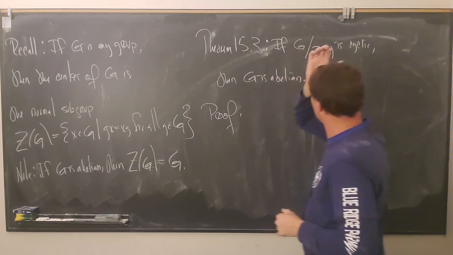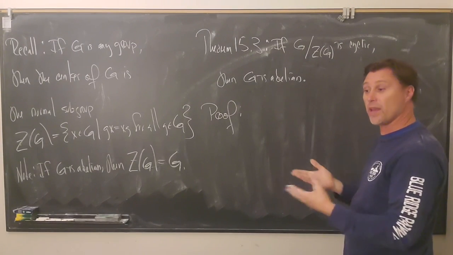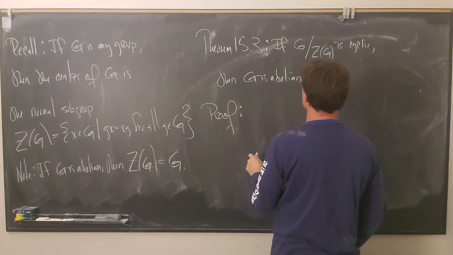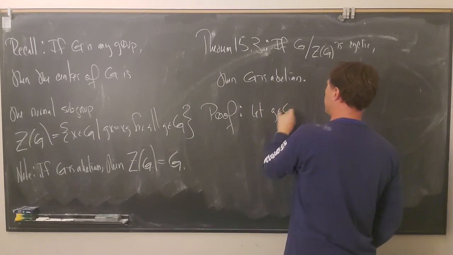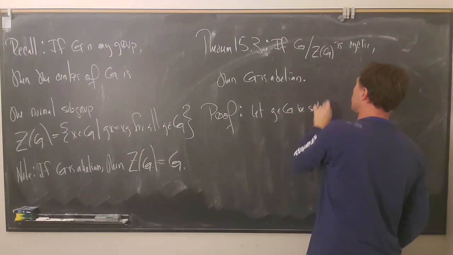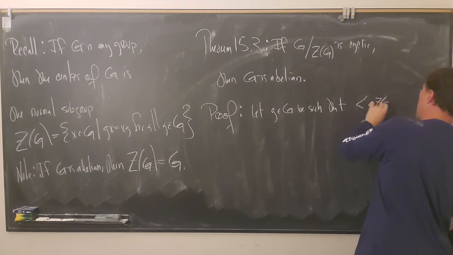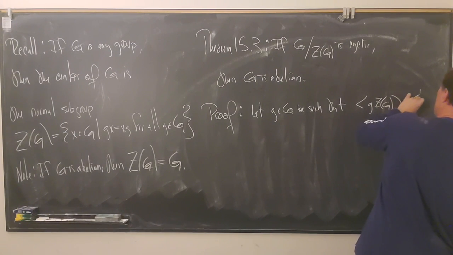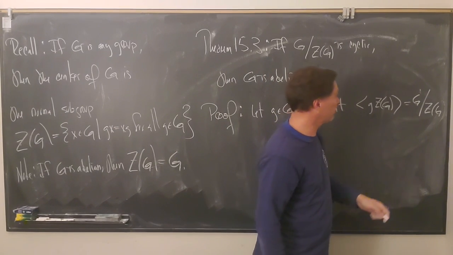Okay, so for the proof, what we're going to do is assume that we've got a cyclic group here, which means that we've got a generator. And then we need to show that everybody inside G commutes. Let's let little g in capital G be such that the subgroup generated by the coset gZ(G) is equal to G mod Z(G), right? So little g times Z(G) is a generator for our quotient right there.